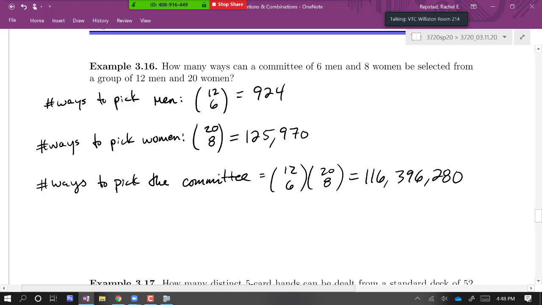Questions so far? If there were no restrictions on this committee, if I didn't care how many men and how many women, if it ended up all women, that'd be fine, or if it ended up all men, I wouldn't care, how would we compute the number of ways that we could pick the committee in that case?